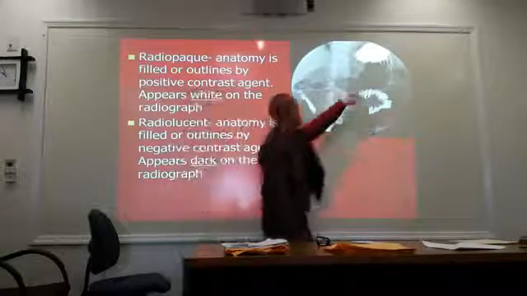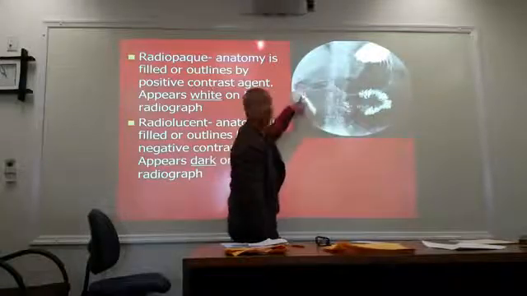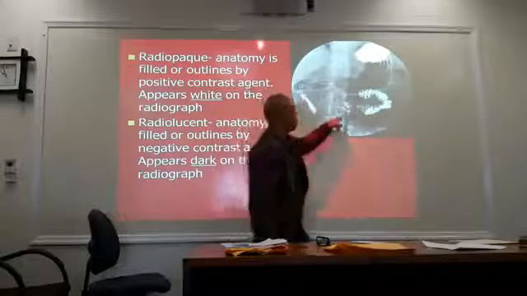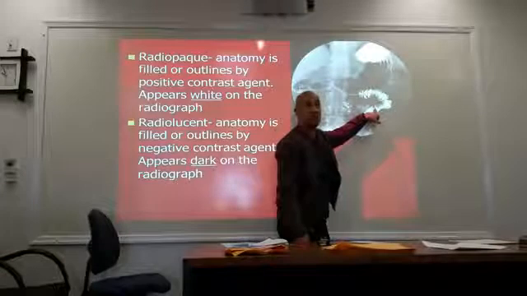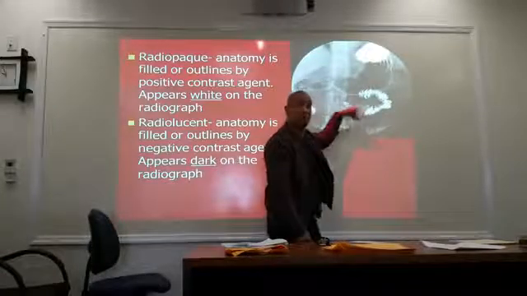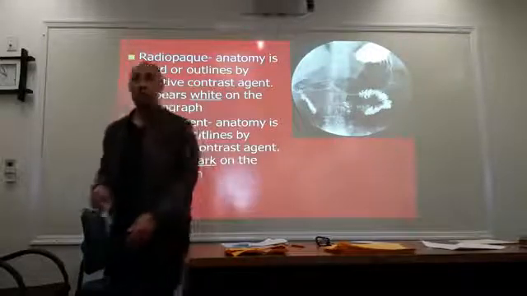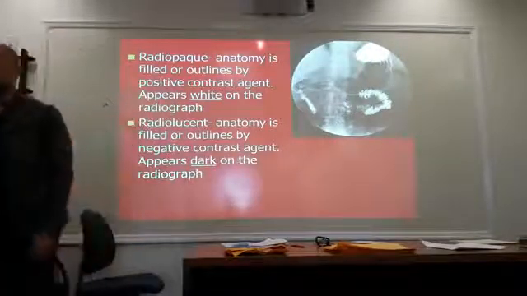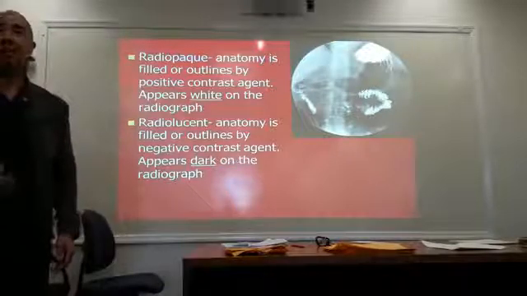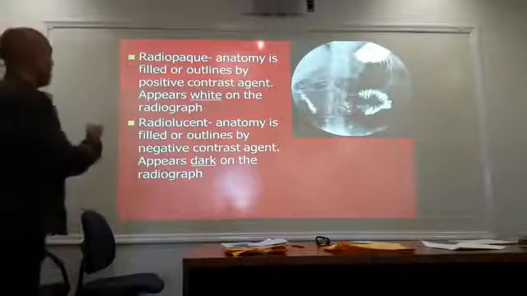Okay, so we can see the stomach, we can see the duodenum, we can see the jejunum, and if it continues to fill the bowel, we'll eventually see the ileum and the rest of the large bowel. So it looks white, it's opaque, it's solid.